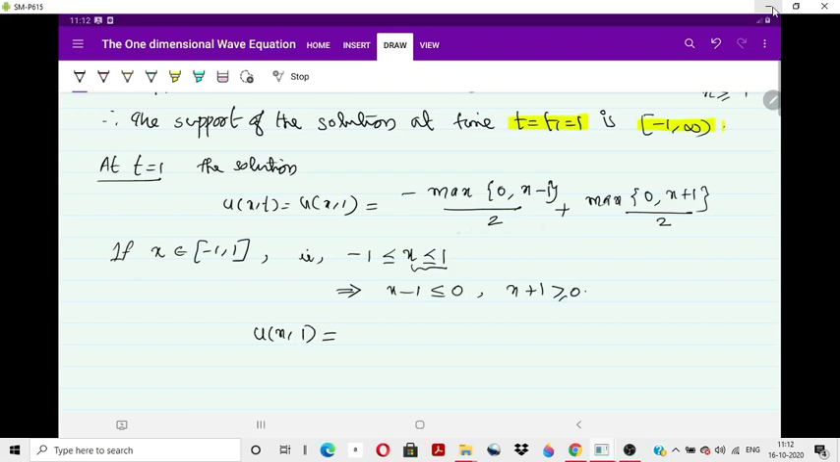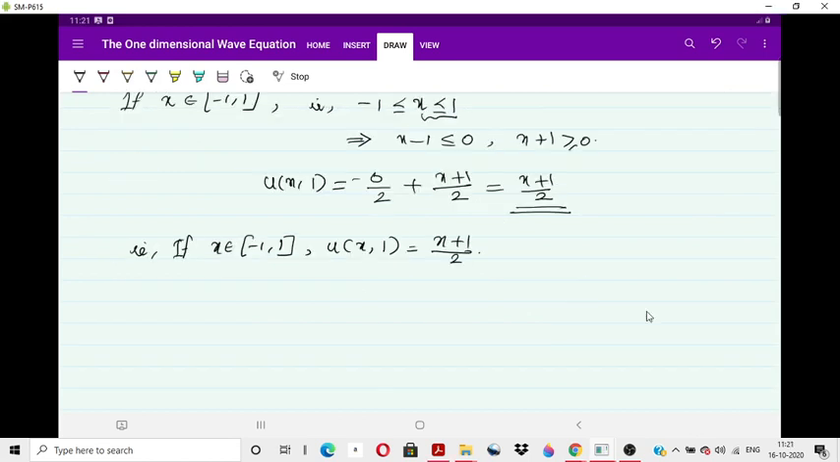So the first term is maximum of 0 comma x minus 1. We know that x minus 1 is less than or equal to 0. So its maximum will be 0, so 0 by 2, minus 0 by 2. Then plus, now x plus 1 is greater than or equal to 0. So the maximum will be x plus 1. So this is equal to x plus 1 by 2. So at time t equal to 1, u at x comma 1 is given by x plus 1 by 2. So if x is in this closed interval minus 1 to 1, u of x comma 1 is equal to x plus 1 by 2.